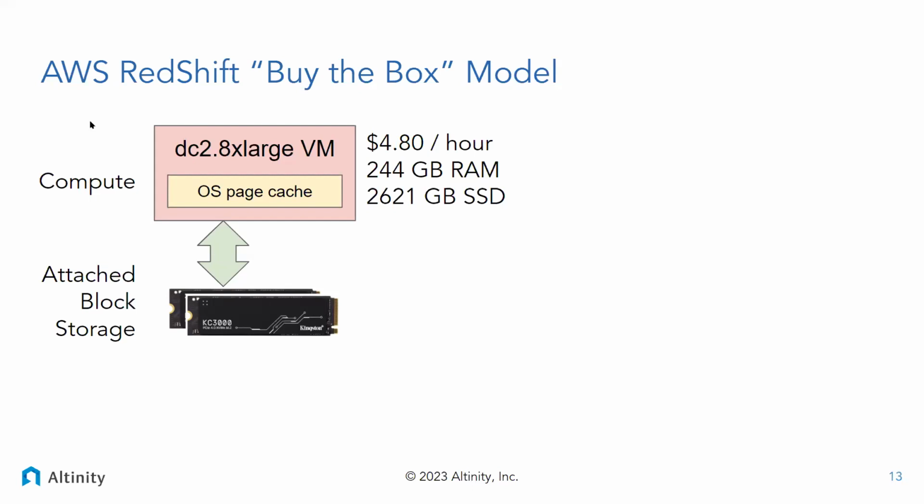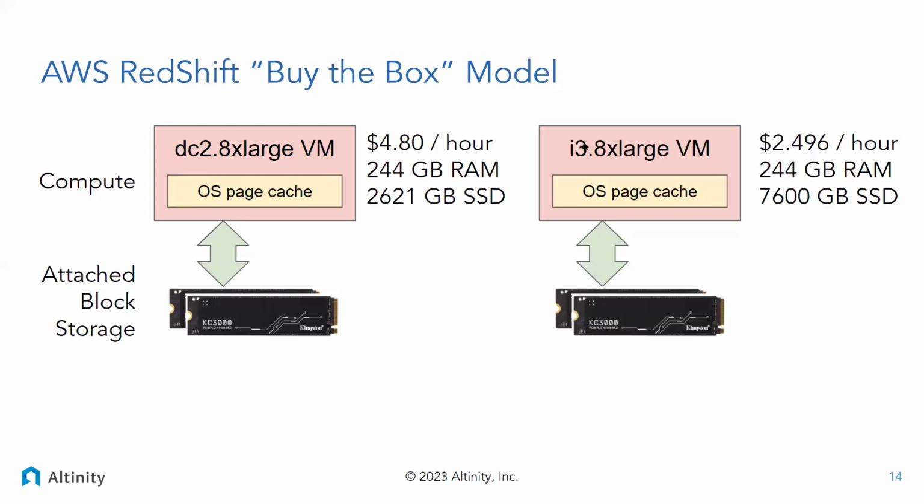They call it, for example, a DC2 8x large. It has attached block storage. As it turns out, it's SSD, and they'll charge you $4.80 an hour in Amazon US West 2. How does that compare to the actual costs? Well, luckily for us, we can sort of figure out what this VM is. Unless things have changed, it's probably an i3 8x large VM, which is one of the older instance types in Amazon, and it has local SSD.